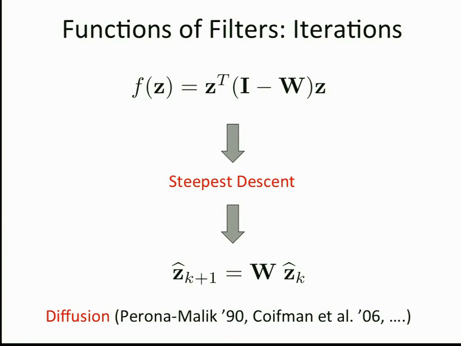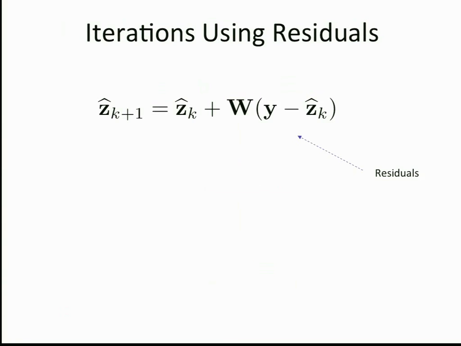So this was diffusion, as I said. This is a totally different iteration, and let me explain what it does. Instead of just applying the filter again and again, what you do is update the estimate from the last iteration by applying the filter to the residuals from the previous iteration.